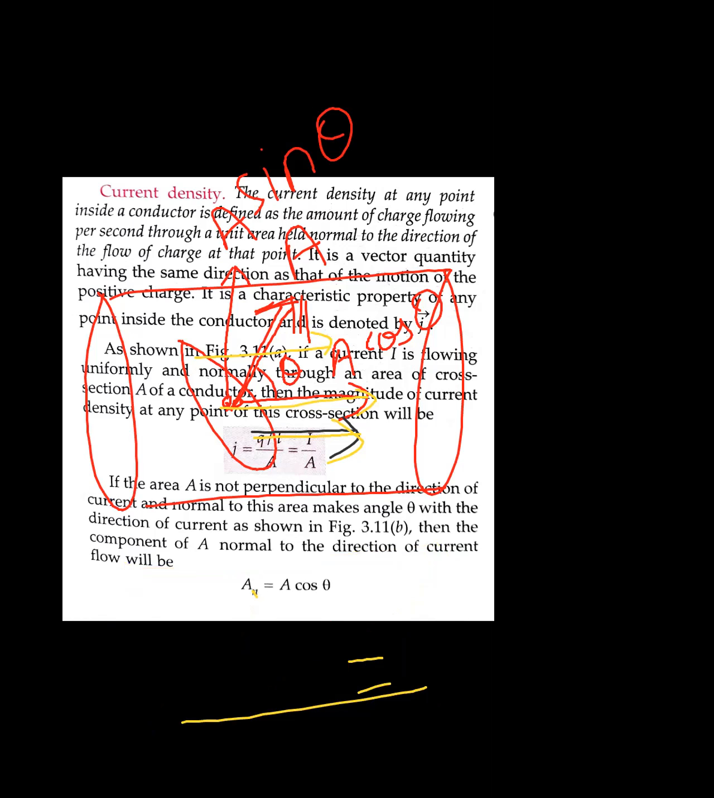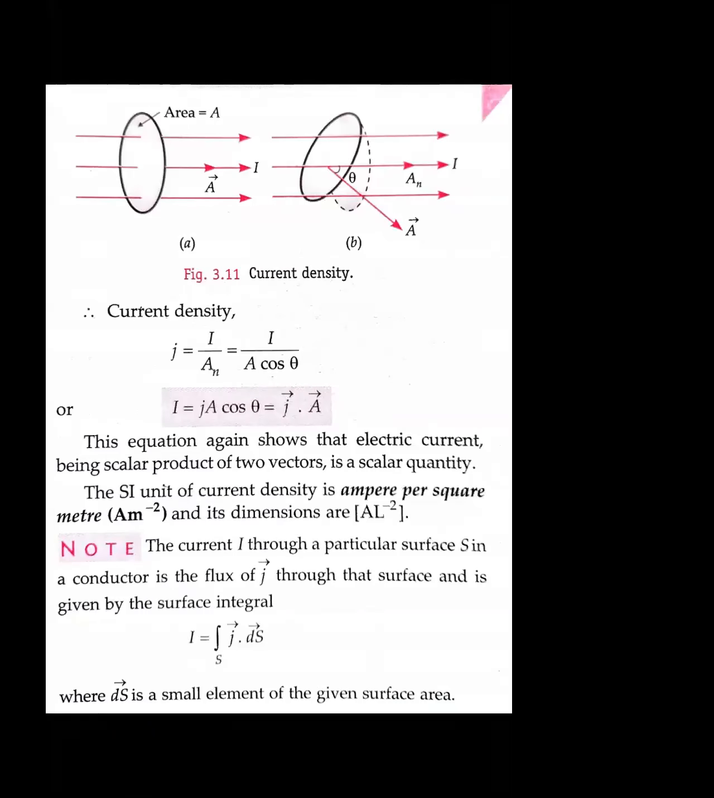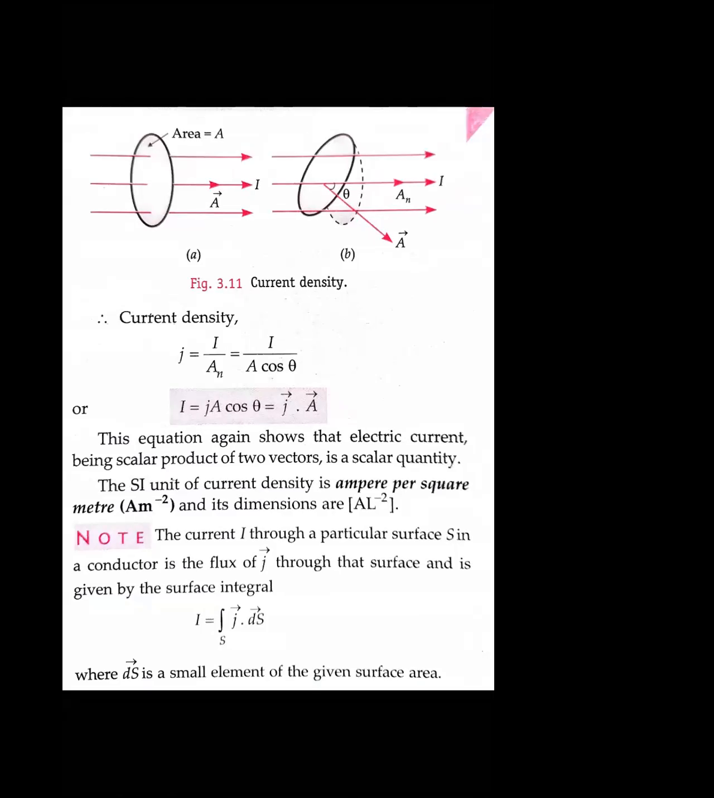So we are going to consider the A cos theta component, which is along the direction of current, for finding the current density. Right, children? So we are going to have J equals I upon A_N, and here A_N is the component of the area vector along the direction of current.